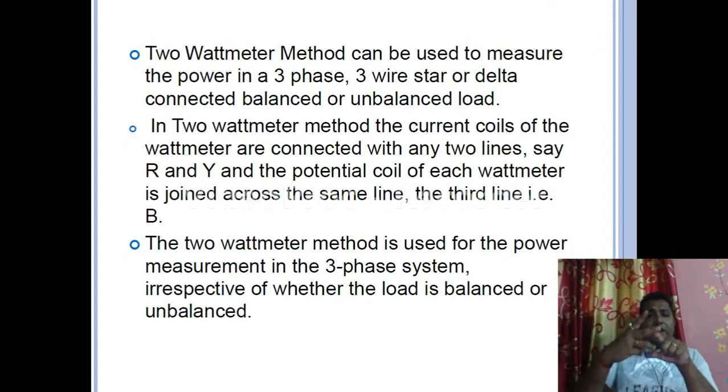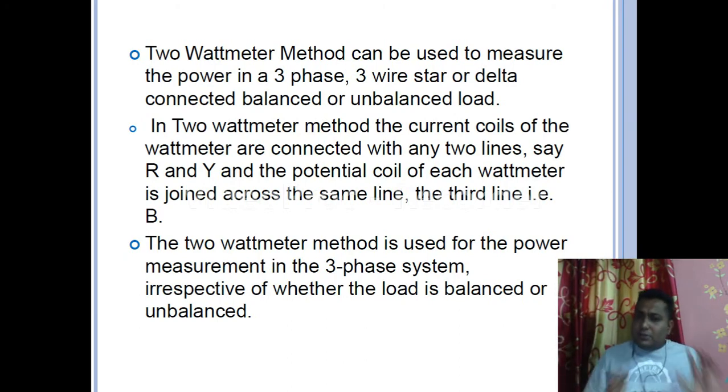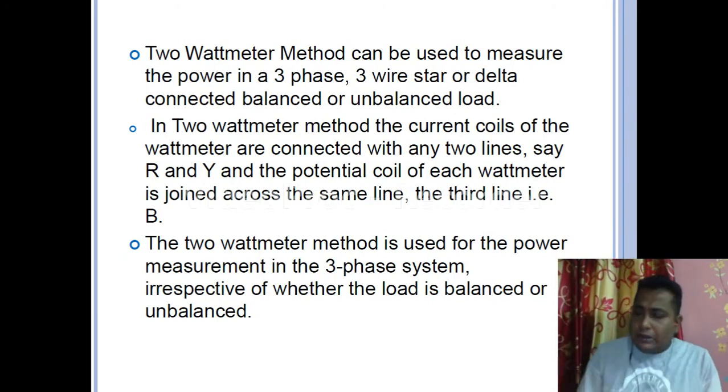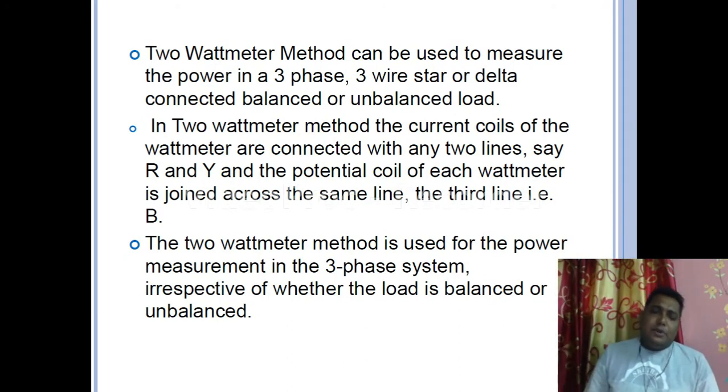Those 2 potential coils are connected with this B phase. So R to B and Y to B. So the potential coils are connected inside the phase, R to B and Y to B. Like this, we will do later on that diagram, and in a better way we are going to understand that thing.